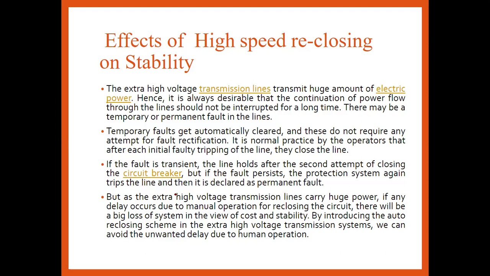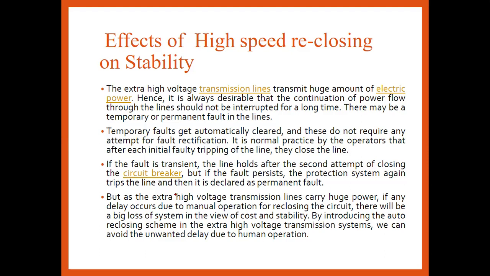In normal practice, after each initial faulty tripping of the line, the operator should close the line. What does that mean? Whenever a temporary fault occurs on the transmission line, the line trips out for a particular second and then clears out automatically. That is a temporary fault. But if the fault persists for more time, then it is a permanent fault.